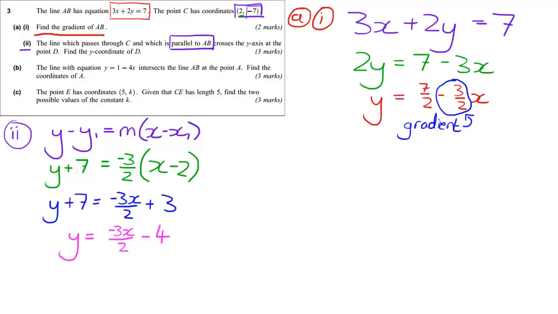So like we said earlier, we've got our gradient here, which is the number next to that x, and then the number on this line was going to be our y-intercept. So over here we have a different one because it's a different line. This is our y-intercept. So the y-coordinate of D, as they say in the question, is going to be minus 4. So that's our answer for part 2. So let's move on. Let's go to question B.